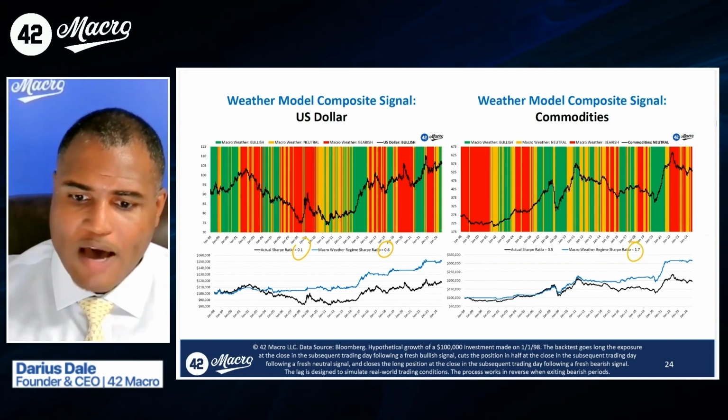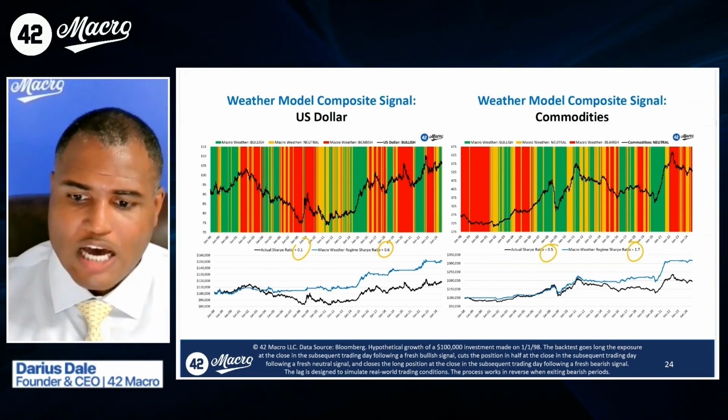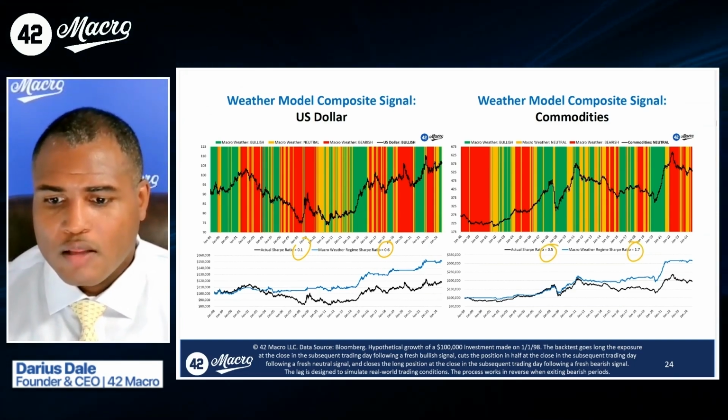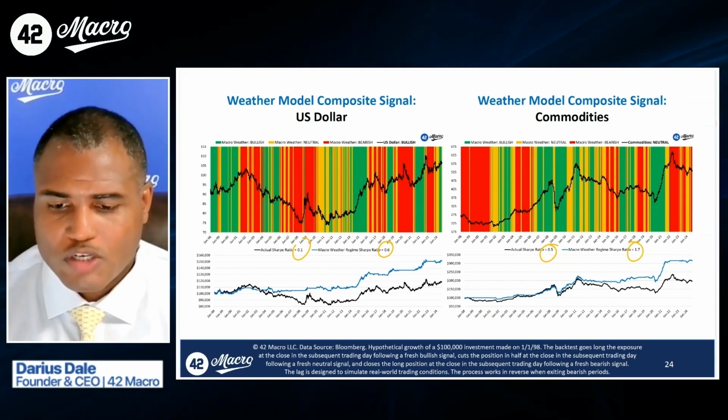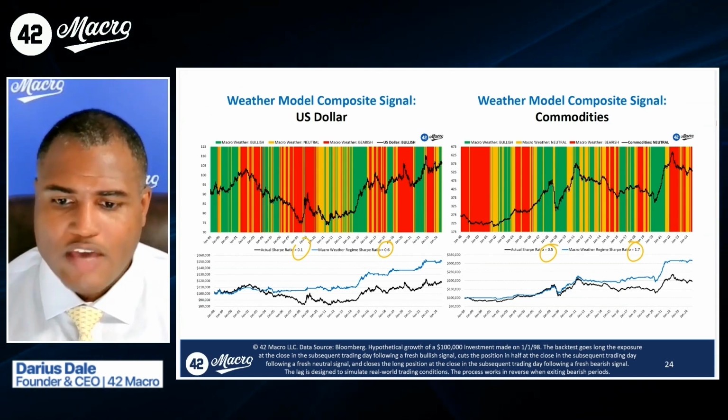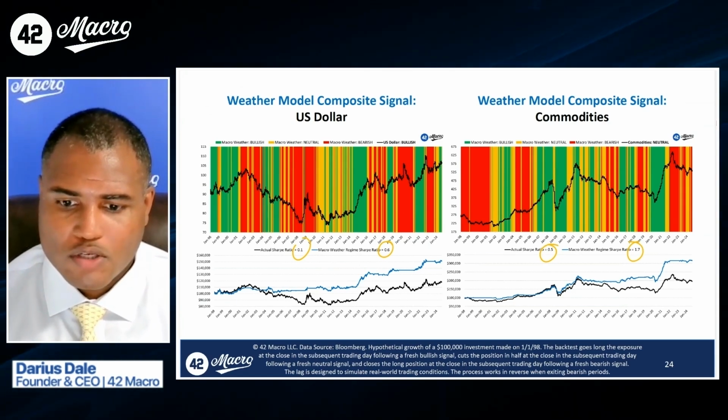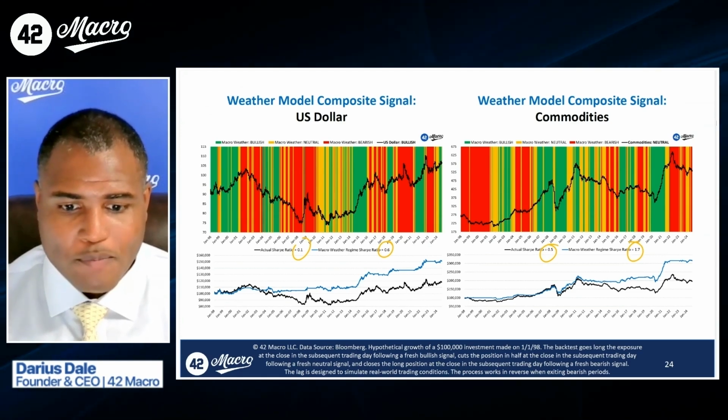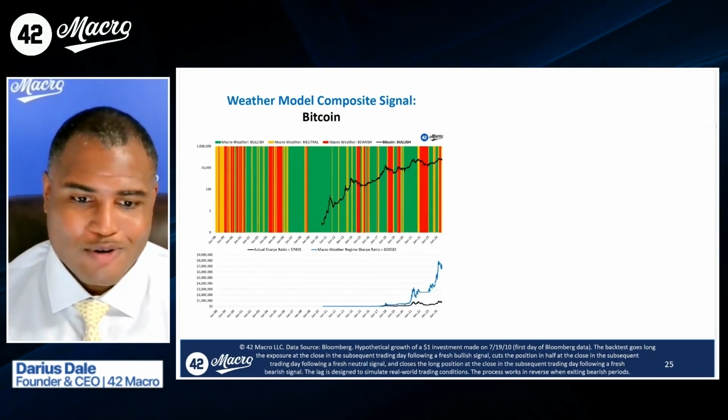The Sharpe ratio for the commodities asset class, the macro weather model Sharpe ratio, is more than 3 times larger than the Sharpe ratio of the asset class for commodities, at 1.7 versus 0.5. And then finally for Bitcoin, this is where it gets really Looney Tunes.